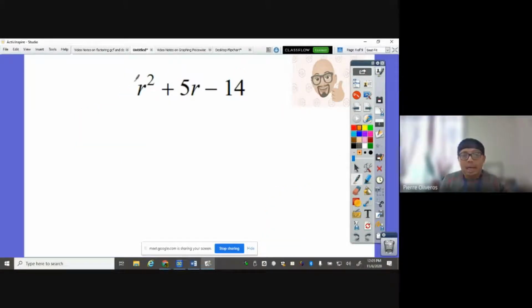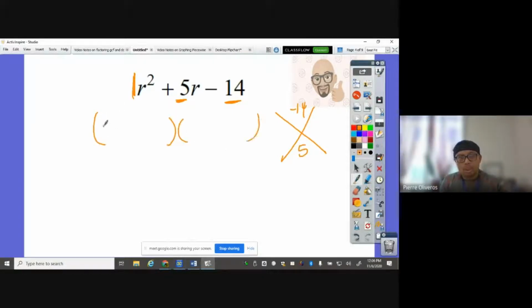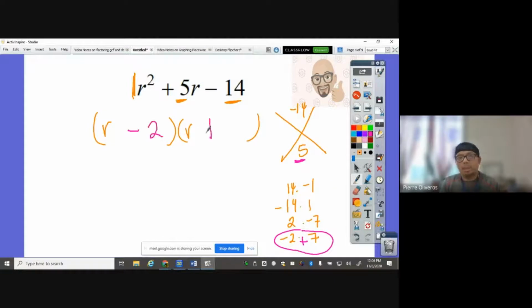All right. A here is equal to 1 again. B is 5. C is negative 14. So I'm going to write here negative 14, and this is 5. Since a is equal to 1, I'm just going to draw two parentheses here, r, r. What two numbers, when you multiply them, give you negative 14, and when you add them, give you a 5? So there are a lot. You have 14 and negative 1, negative 14 and positive 1, 2 and negative 7, negative 2 and positive 7. Which one here, when you add them, will give you a 5, because that's your B? The answer is negative 2 and 7. You add that one, it is equal to 5. So minus 2 plus 7.